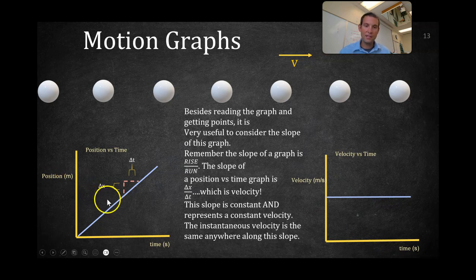So we can then turn this position versus time graph and take the information and line it up with the very same time intervals and plot all of those velocities. And because our velocity is not changing, we end up with a velocity versus time graph that looks like this.